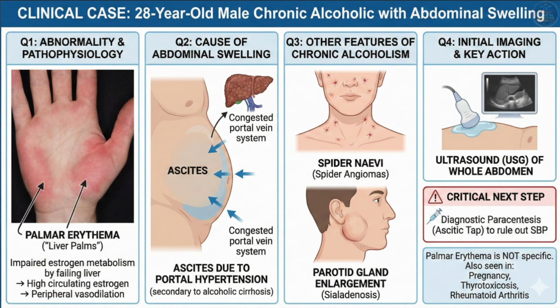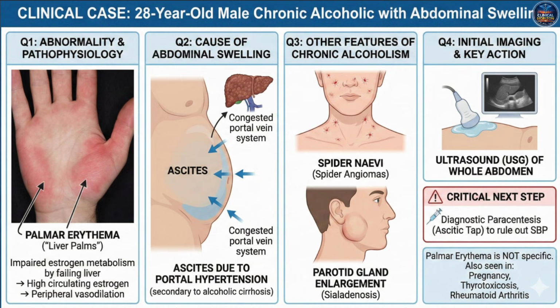Now the first question asks, identify the abnormality in the image. Use the correct medical term for this specific pattern of redness. The answer to write: palmar erythema, also known as liver palms. If asked why this happens, explain that the failing liver cannot metabolize circulating estrogens. High estrogen levels cause peripheral vasodilatation, leading to this redness.